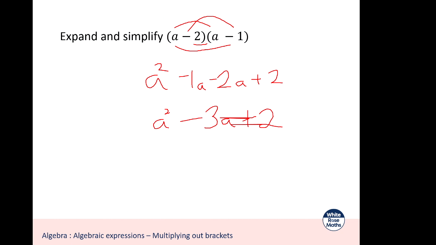A double bracket will always give you a quadratic expression, in the form x plus a number times x minus a number, or x plus a number times x plus a number. Make sense, guys? Are there any questions?